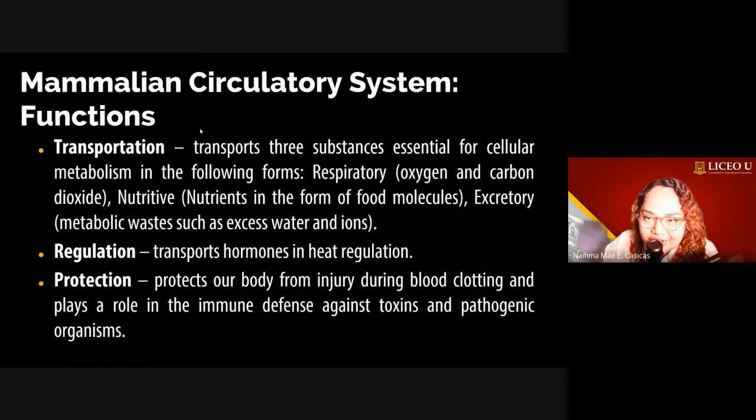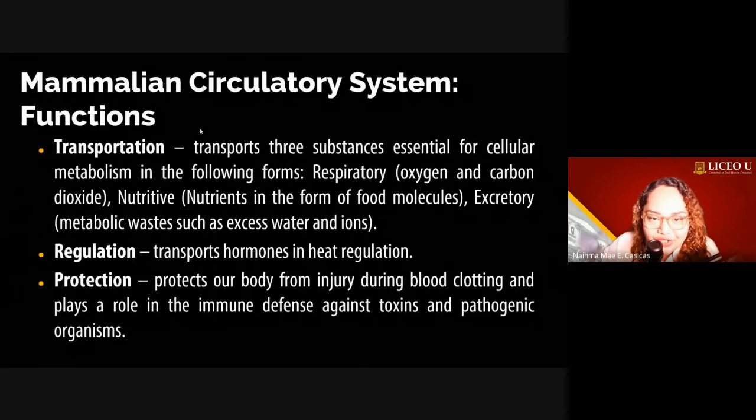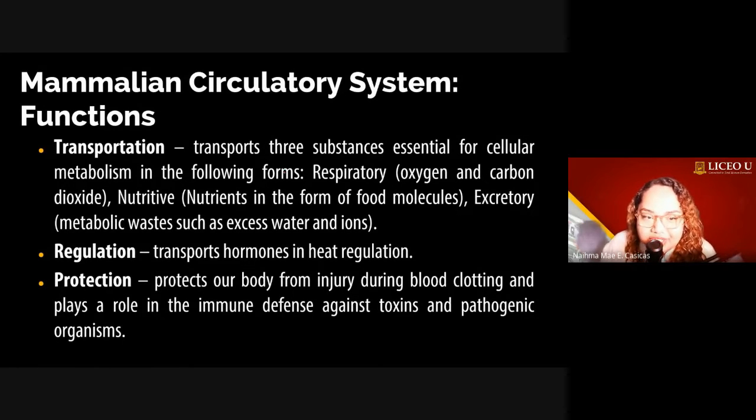So, in the mammalian circulatory system, the circulatory system would have a couple of functions. It is used for transportation, because the substances essential for cellular metabolism are found in your blood. For example, in the respiratory system, you see oxygen and carbon dioxide. The oxygen is essential for cellular respiration, and the carbon dioxide will be ejected from the body. So the carbon dioxide is a waste product of cellular respiration.